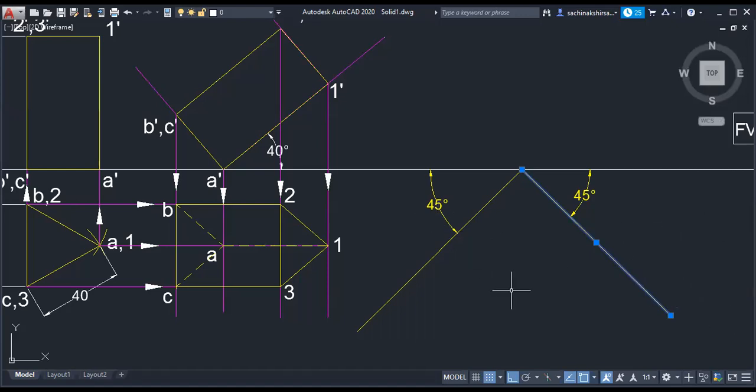Are you getting? Do you understand what I am going to do here? What am I going to do? Am I audible? Yes, sir. Why am I going to select the left-side 45-degree line? Are you getting? Why am I going to select the left-hand side 45-degree line?